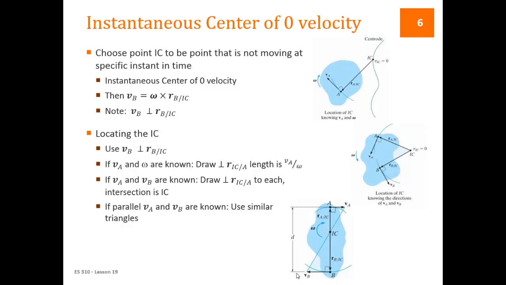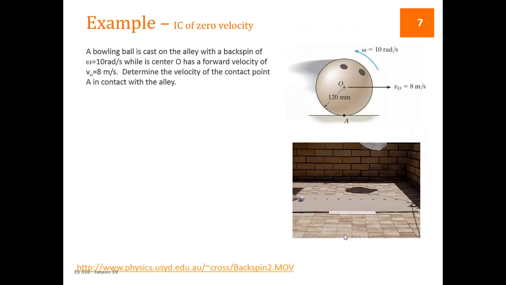Connect the tips, the magnitudes of the two, and that gives you where your IC is. So let's take a couple of examples and see how this will work. In this example, we have a bowling ball, and the person who's bowling throws the bowling ball down the alley, and there's a backspin.